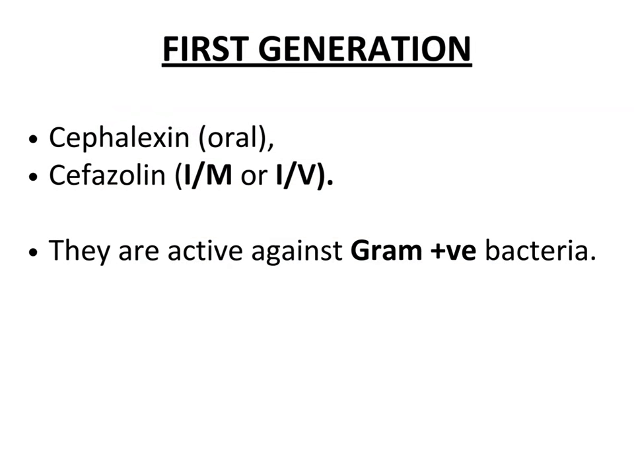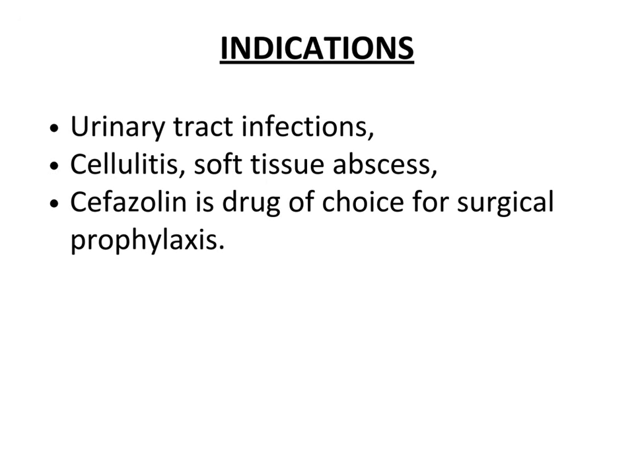First-generation cephalosporins have agents like cephalexin, which can be used orally, and cefazolin, which can be used parenterally. First-generation cephalosporins are active against gram-positive bacteria. They are indicated in urinary tract infections, cellulitis, and soft tissue abscess. Cefazolin is the drug of choice for surgical prophylaxis.